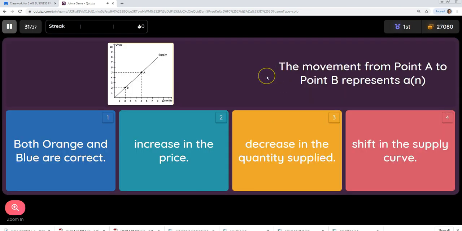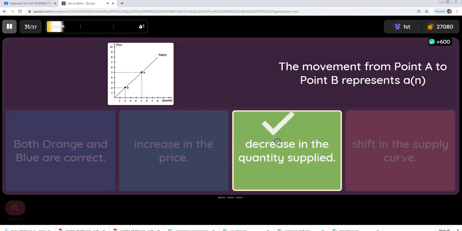The movement from point A to point B represents... well, it's clearly not 4 because the curve is not shifting one way or another. The price is going down as we go from A to B. No, 2 answers are not correct. So the only one that makes sense is a decrease in the quantity supplied. If we go from A to B, we are decreasing the quantity supplied from 5 to 2.